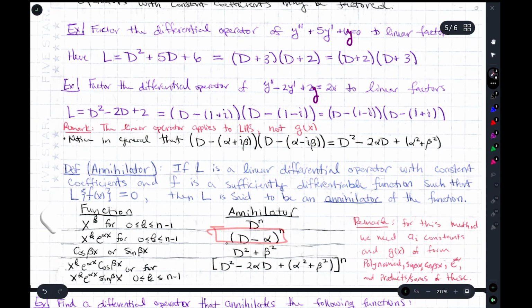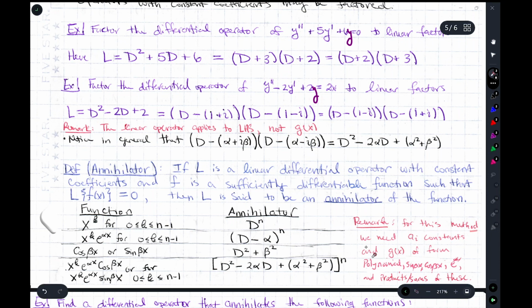(D minus alpha)^n is the annihilator for an expression that looks like this, where k again is between 0 and n minus 1 inclusive. For cosine beta x or sine beta x, this operator here annihilates it. You get 0 if you act on these with this annihilator. And for terms that you see here, where you have an exponential, polynomial, and a cosine, this annihilates it. So that's important. And these n's really go into the multiplicity. So that's why this k is between n minus 1 and 0. That's why we need this n to ensure that this gets annihilated.